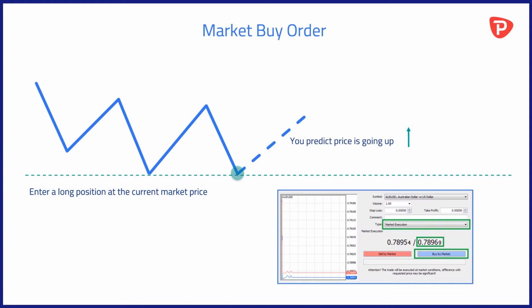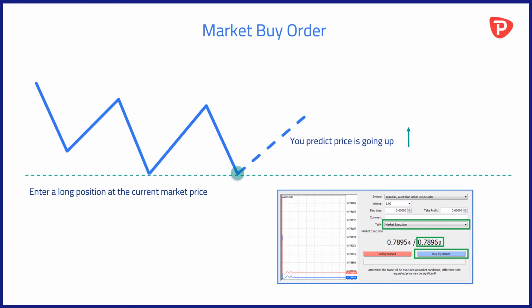You can see in the top green box that market execution is selected. The second green box highlights the ask price, and as this trade is placed to go long, this is the price that you will get if the liquidity is there to fill it. The final green box highlights the buy by market button, which once pressed will execute this trade.